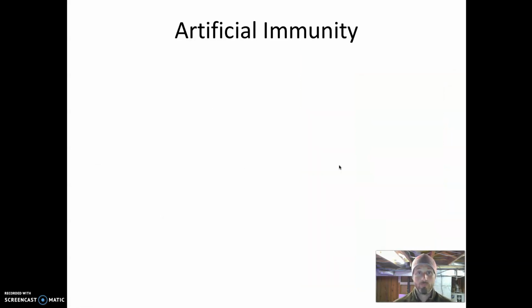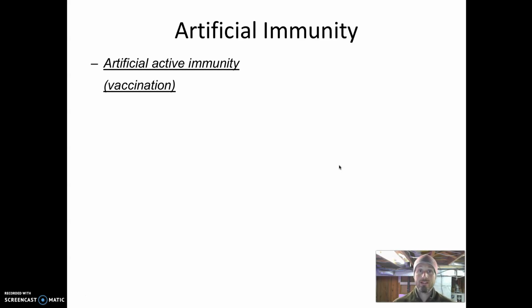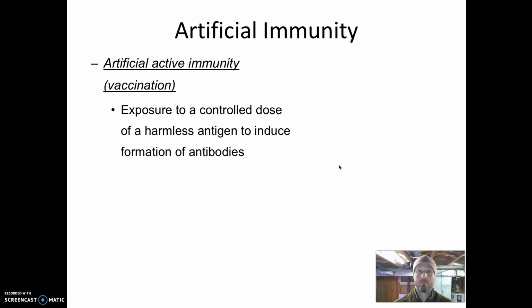What about artificial immunity? So we can have artificial active. So again, artificial means medically induced. Active means the person is exposed to antigens and they learn to mount that immune response and they can make the antibodies. They have the memory B cells. So this is what we call vaccination. In vaccination, we're going to expose patients to a controlled dose of harmless antigen. So it cannot cause disease, but the body can learn to recognize that foreign substance, the antigen, and learn to create antibodies against it.